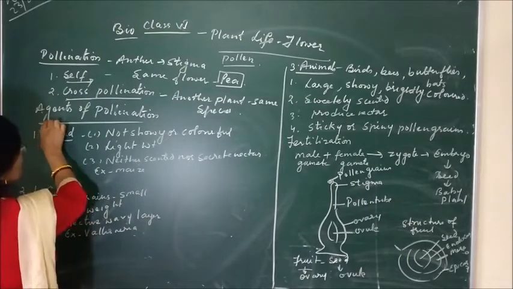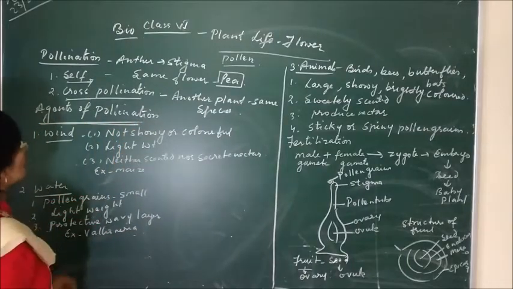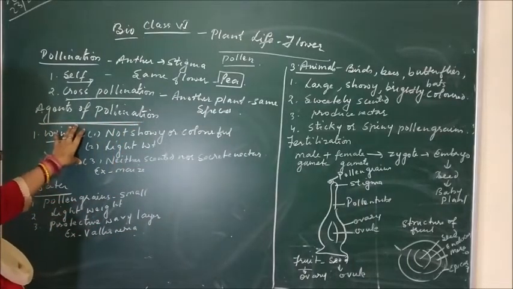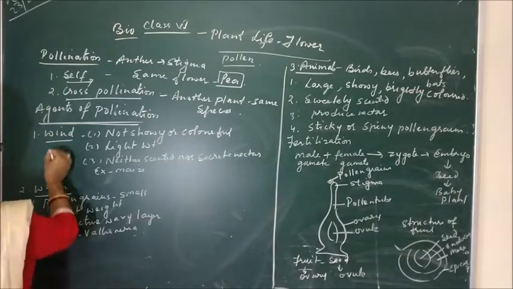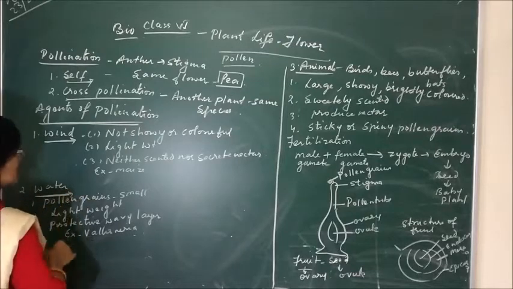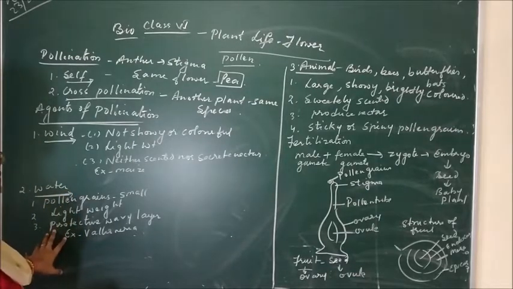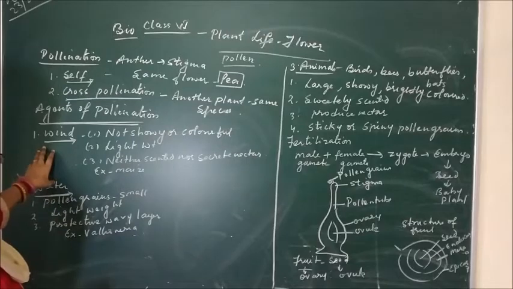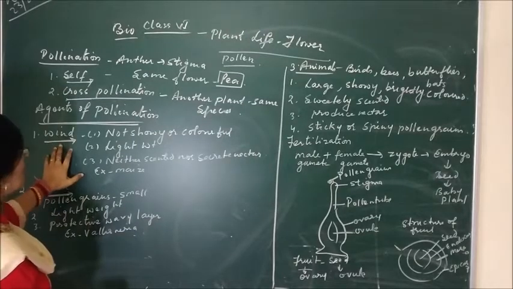And how do these pollen grains transfer? What are the different agents of pollination? Mostly there are three agents of pollination. The first one is wind, the second is water, and the third one is animals. How does the wind help in pollination?